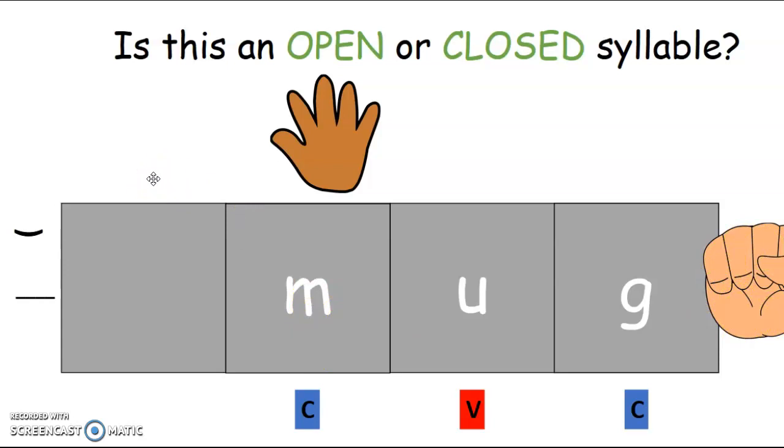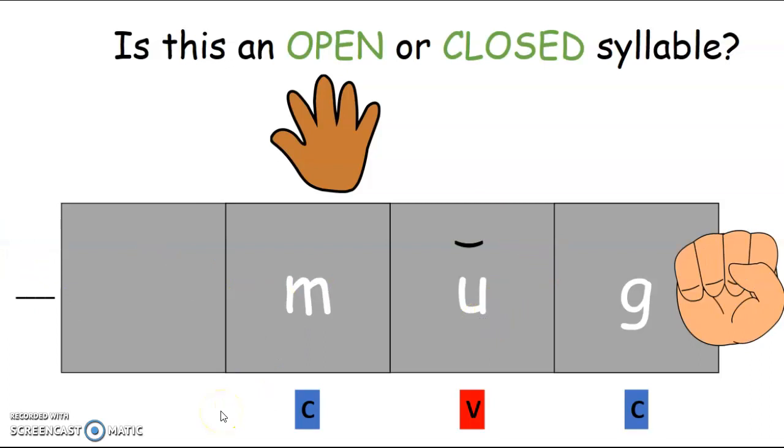Now that we know it's a closed syllable, we need to determine what the U is going to say. Is our vowel going to be a short vowel sound or a long vowel sound? Well, with it being a closed syllable, we know that the U is going to have a short vowel sound. So instead of it saying U, it's going to say uh. So we're going to label it with a breve right there to reflect that the U is going to say uh.